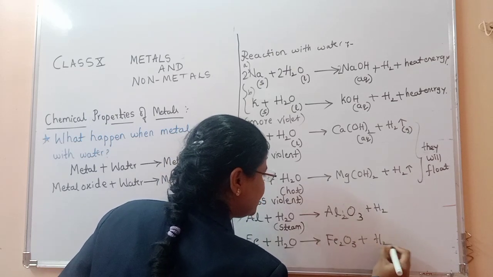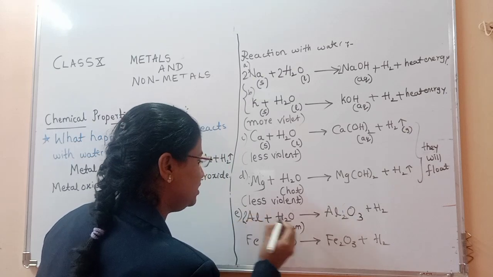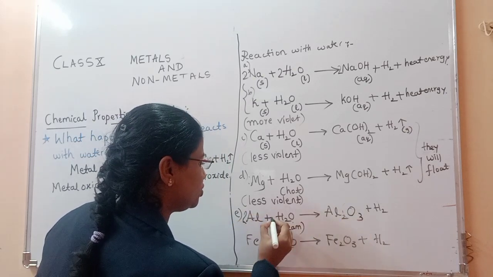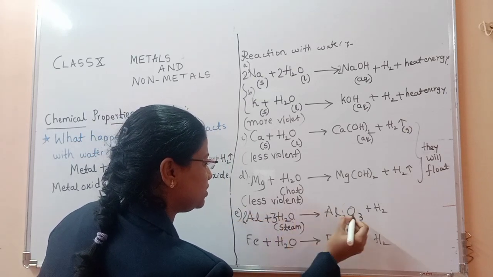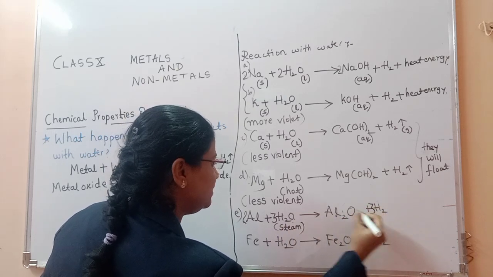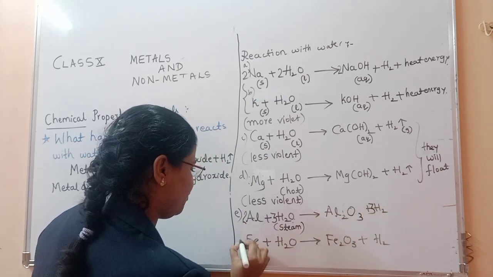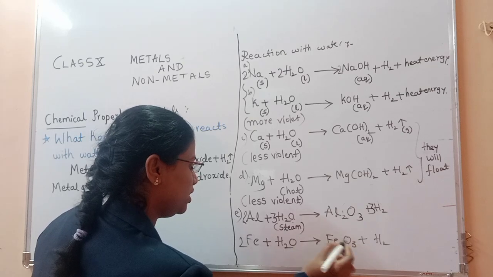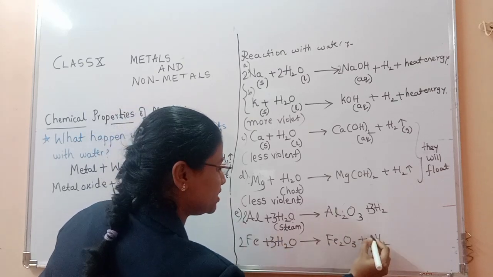So if we balance this: Al, 2Al, 3, it is 2H. So if I take 3O, 3O, 3 twos are 6, 3. Then Fe, H2, Fe2, H2, 3, 3 twos are 6, 3.